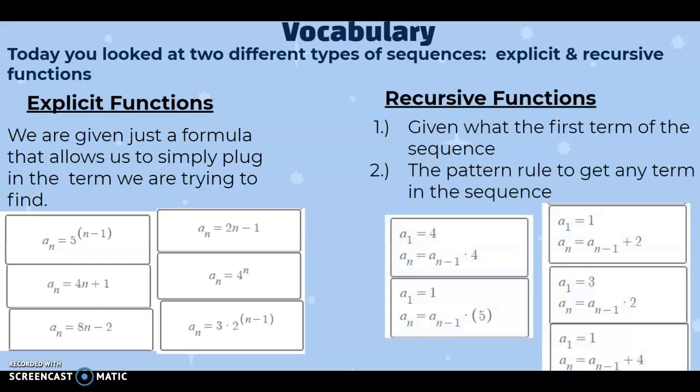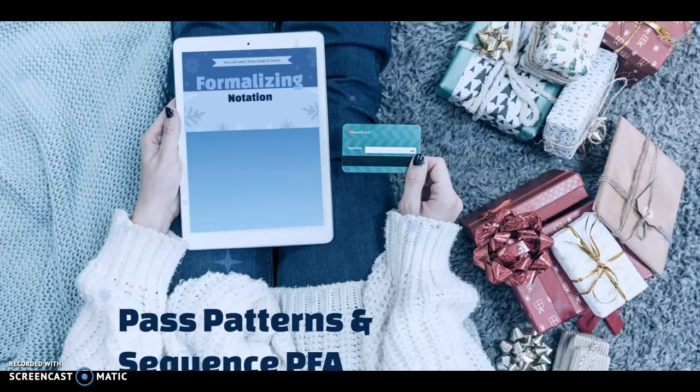While recursive functions are given, we're given the first term of the sequence and the pattern rule to get any term in the sequence. So for a recursive, we'll always be given the first term and an equation. First term and an equation. Those are the 2 big differences between our arithmetic and geometric sequences. So now that you know this, you're going to go past your patterns and sequence PFA.